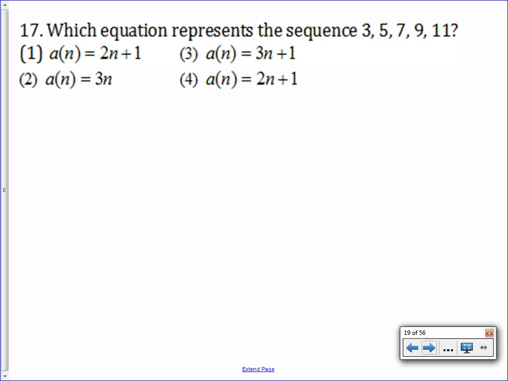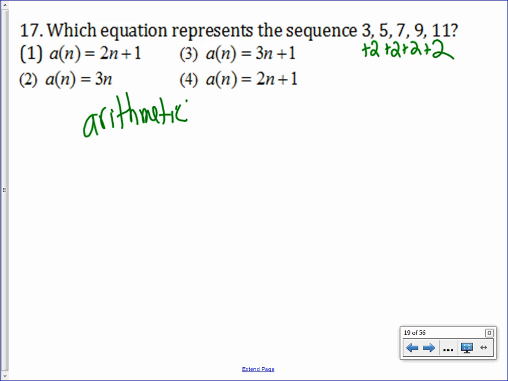17, sequences. As soon as you see sequences, please turn to your reference sheet and get the formulas. You have to determine if it is arithmetic or geometric. The pattern is plus 2, which makes it arithmetic. Arithmetic is where you're adding. Geometric is where you're multiplying. The formulas are on your reference sheet.